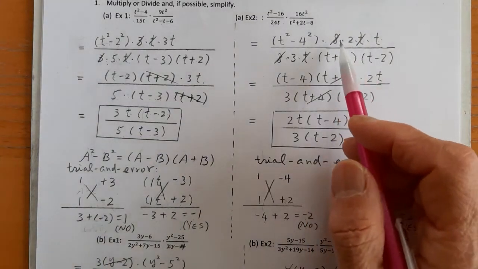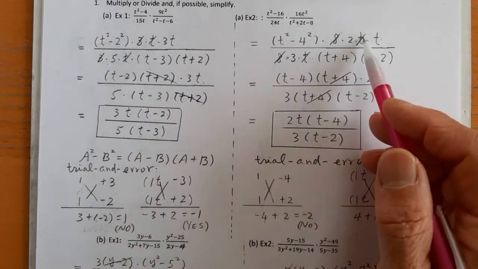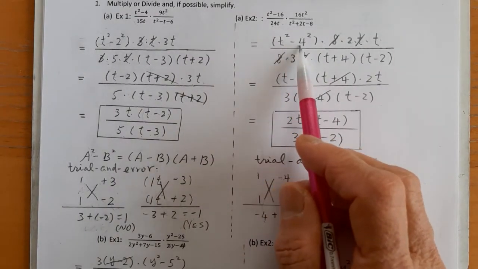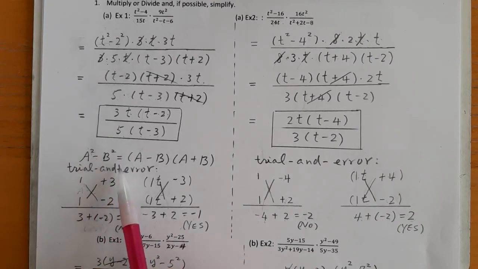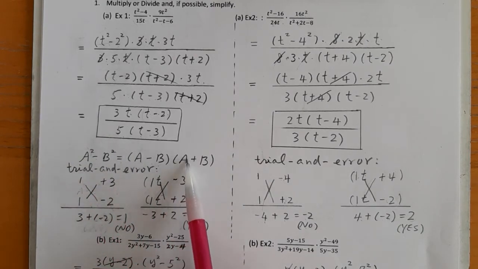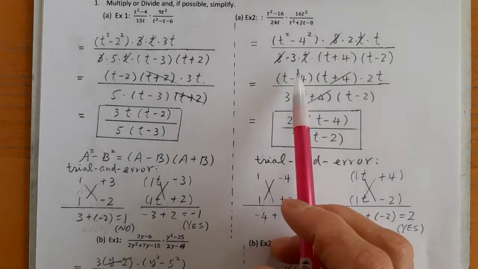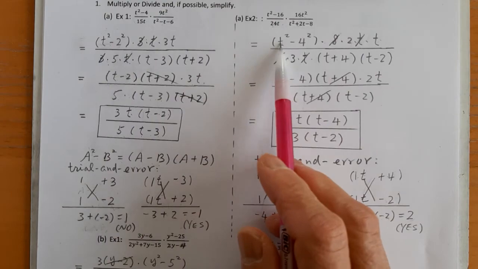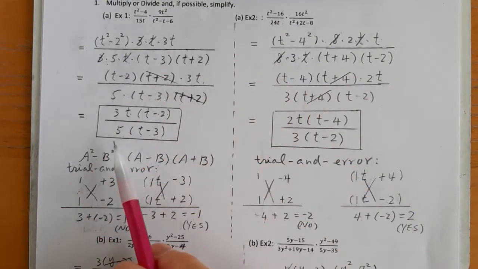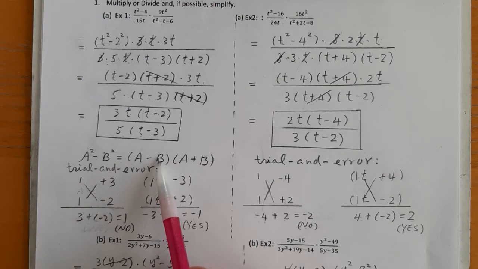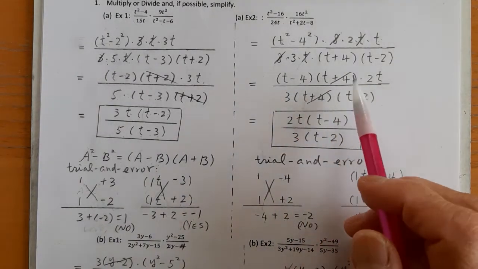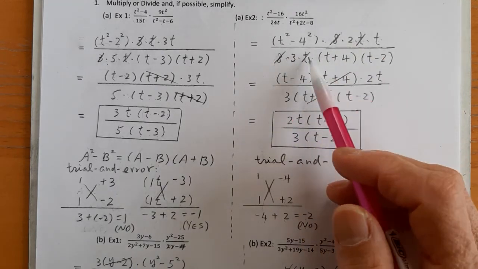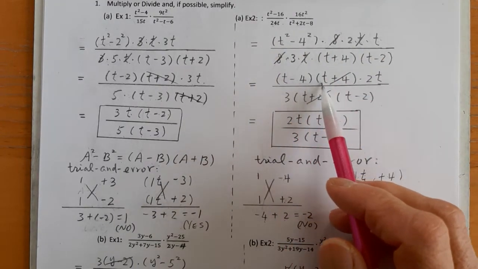Then the next step: cancel common factor 8, cancel common factor t, and t squared minus 4 squared. Use the formula. The formula is a squared minus b squared equals a minus b in parentheses times a plus b in parentheses. So here a is t and b is 4. Plug in a as t and 4 as b, so we get t minus 4 times t plus 4. Then those cancel, t cancels. So this factor is t minus 4 times t plus 4.